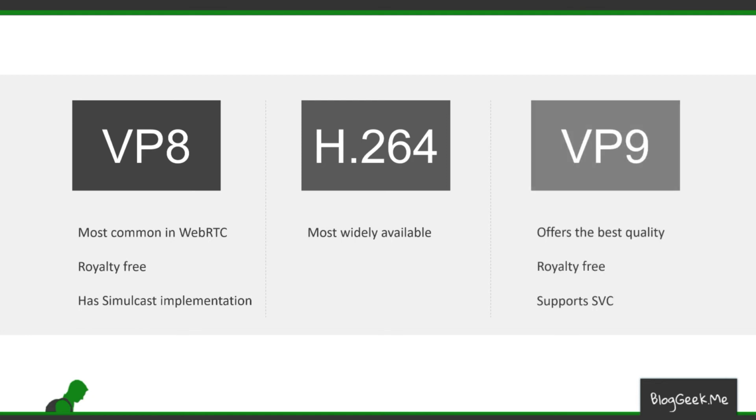VP9 as a next generation codec requires more CPU and processing power to run, but it offers a better quality. It offers the best quality today when you look at WebRTC calls that you can run. It is also royalty free, just like VP8, and it supports SVC, Scalable Video Coding, which makes it the best alternative if you want high bit rates in large groups.